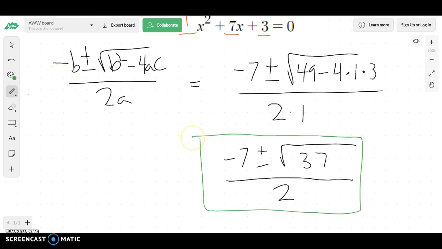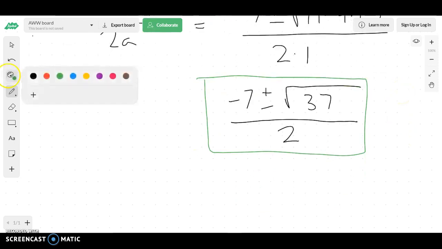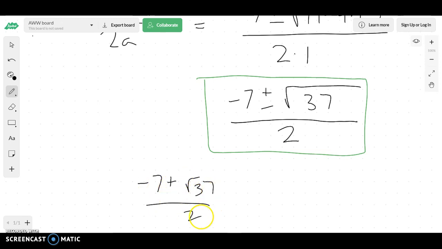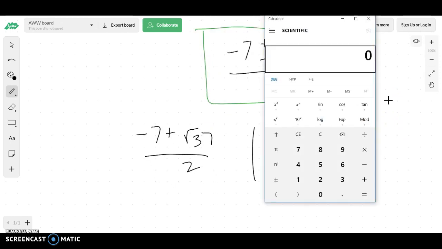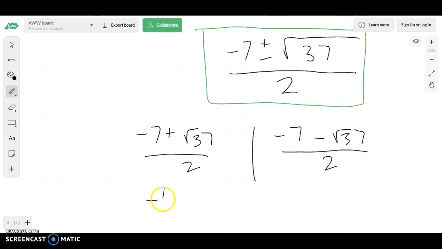Now I could go further and try to get some numbers. If I wanted to get some numbers, I could break it down to be negative 7 plus radical 37 over 2, and negative 7 minus radical 37 over 2. And then trying to get some whole numbers, you'd have to take the square root of 37, and you'd have to do minus that, so minus 7, which gives you that, and then divide by 2, which we can see is really just a nasty decimal.